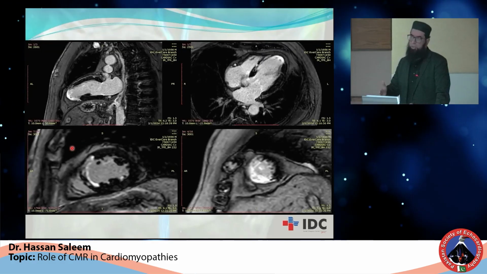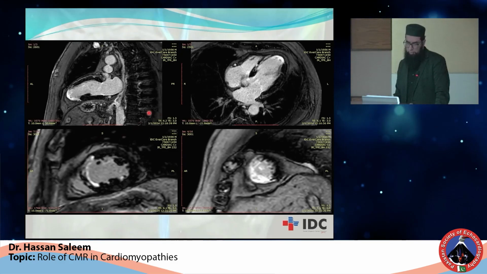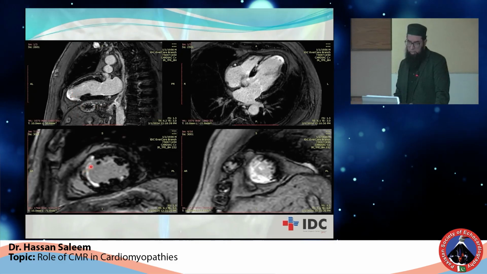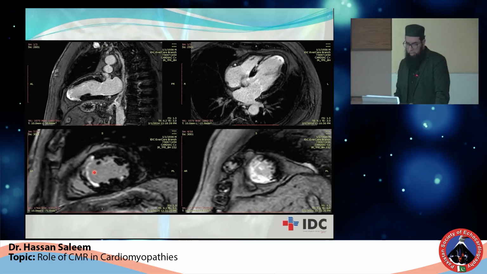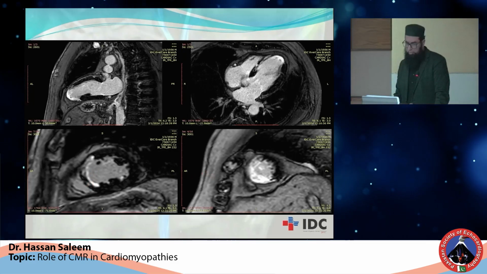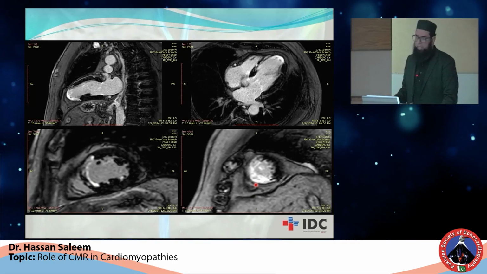On LGE, you get information. You confirm your findings. The infarct is there. You can see that it is fixed to a territory. It is subendocardial in the septum, whereas it is kind of transmural in the apical region.